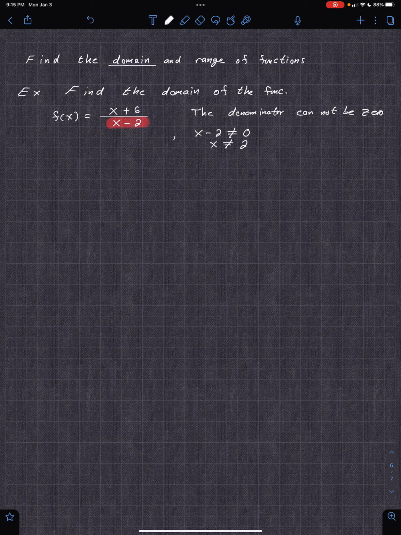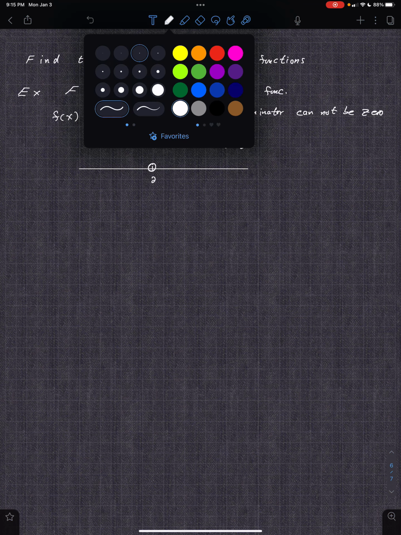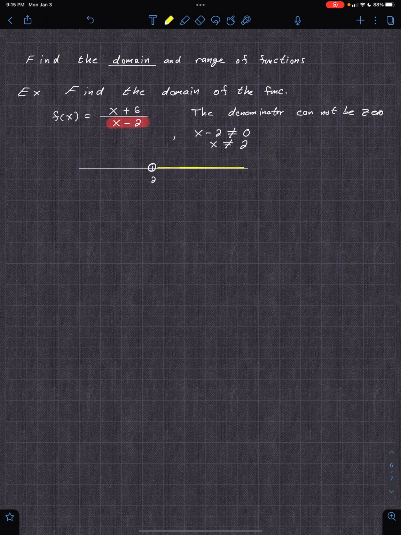You can't have 2. If you think about a number line, what would that look like? Basically, you'd go to 2, and it would be a hole, like nothing there. And you'd go through all of these values, but not at 2. So that's how you describe the domain. This is your reals. And now, the different ways to write that set.